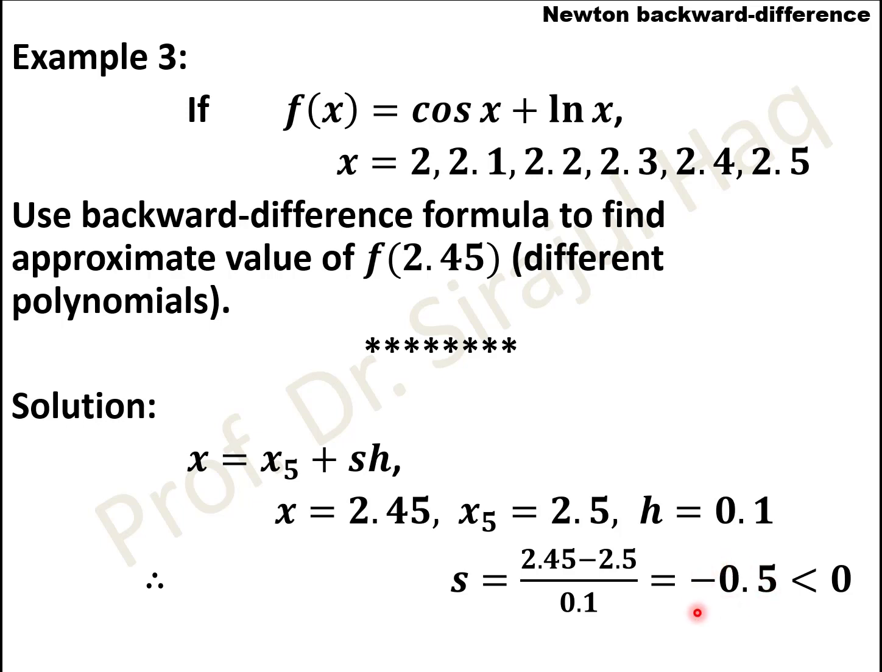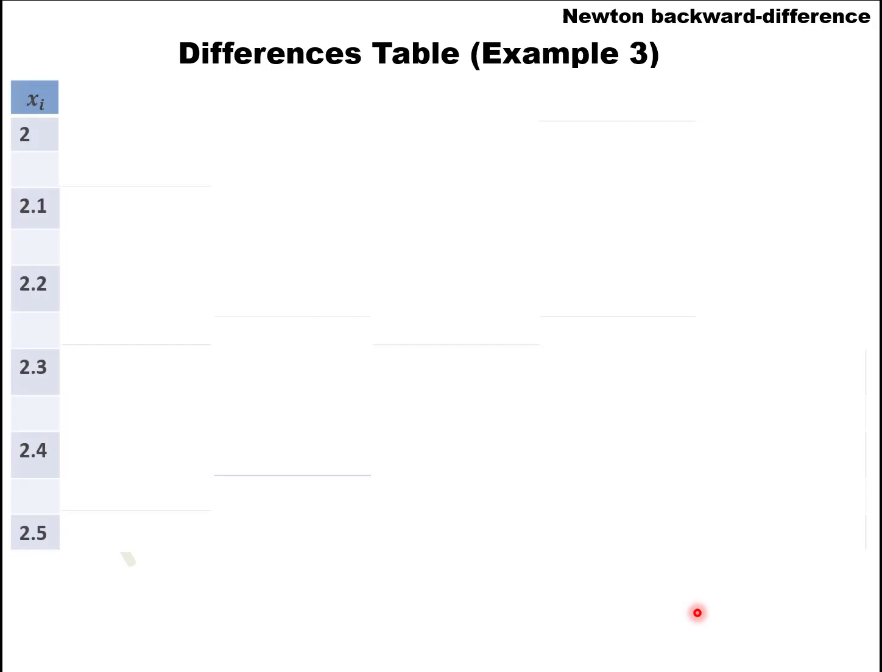To go further, let's construct the differences table. So these are the xi's: 2.1, 2.2, 2.3, 2.4, 2.5. This is x0, x1, x2, x3, x4, and x5. And you can see that the distance between two consecutive points is 0.1, which is the same. Now let's find the values of the function at these data points.